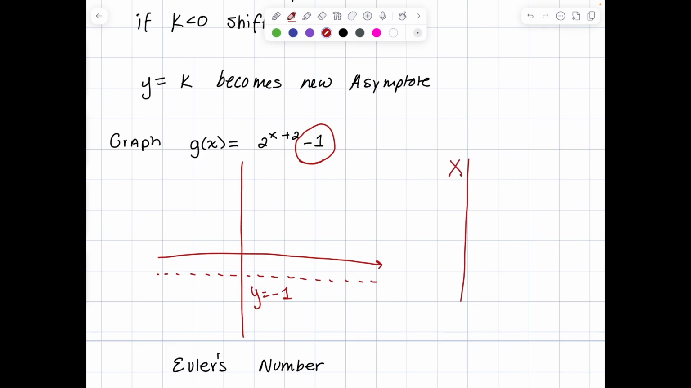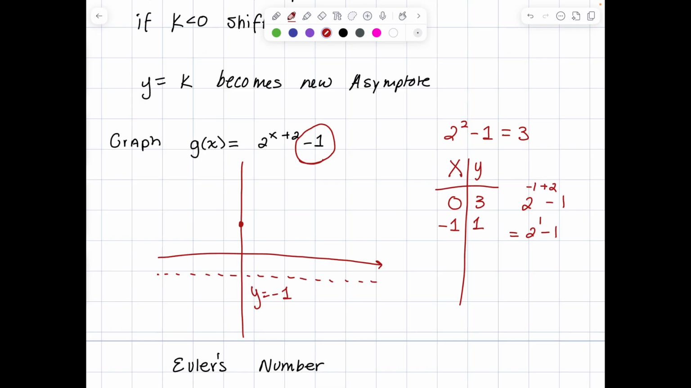I'm going to make a little mini table of values just so I get an idea. How about we plug in 0? We'll get 2 to the 2 minus 1, which is going to give me 3. So (0, 3) is one point that we're going to have. And let's do maybe -1. I'm going to have 2 to the -1 plus 2, minus 1, which gives me 2 to the 1 minus 1, which gives me 1.